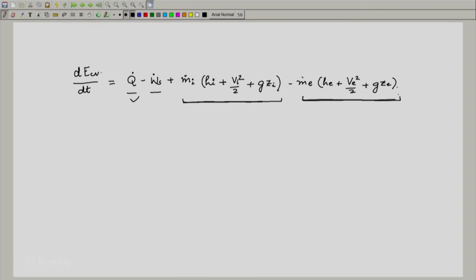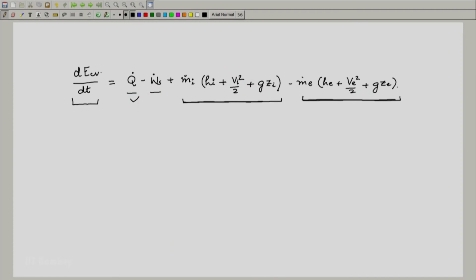Sometimes the energy in the control volume does not change, it is a steady state system, in which case the left hand side can be 0, and each of these situations will be encountered as we move along. So, these are some of the things that you must keep in mind as we move along.